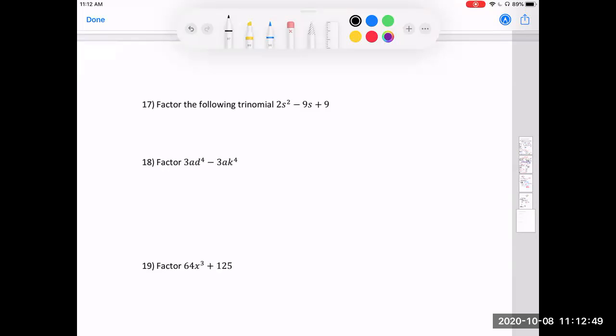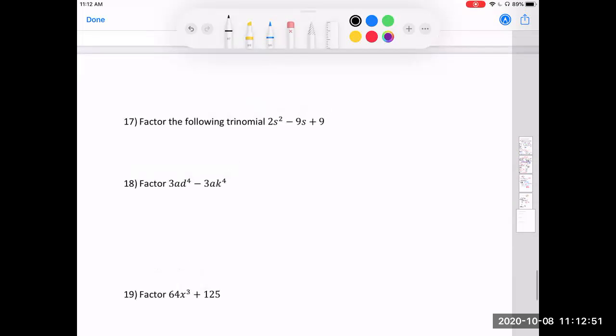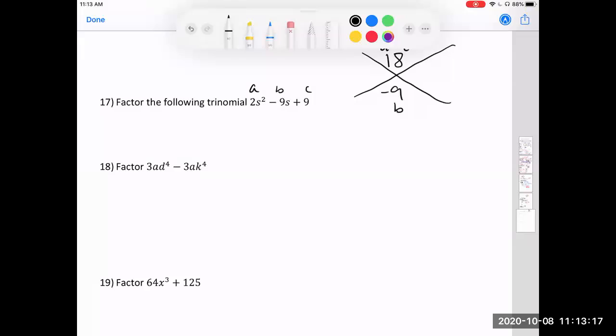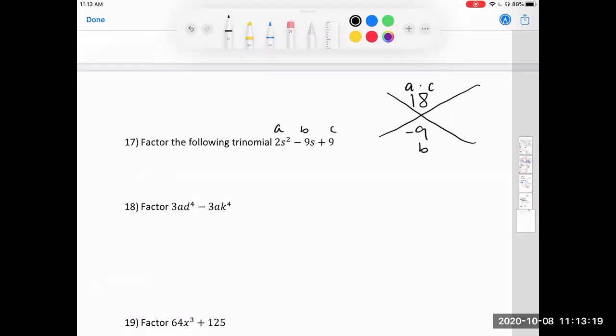17. Factor the trinomial. Okay, hopefully this one works out. Because my A is not 1, I need to multiply my A and my C, and I want those factors to add to give you your B. If you want to, you can label them: you have A, B, and C. So A times C, 2 times 9 is 18, and my middle term is negative 9. So what numbers can I multiply to get 18 and add to get negative 9?